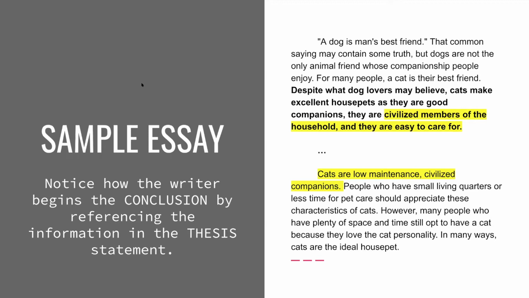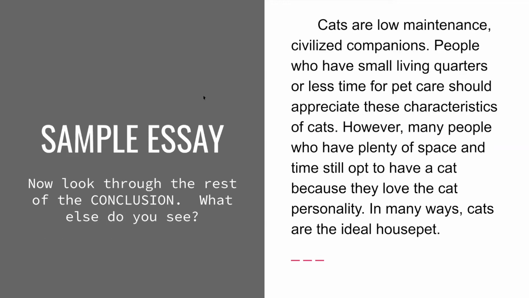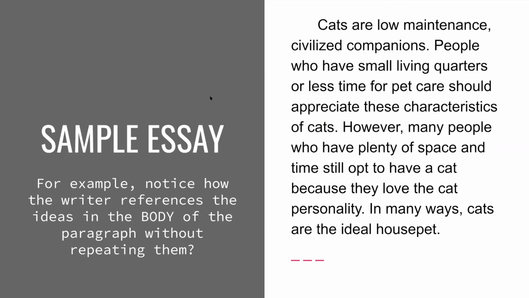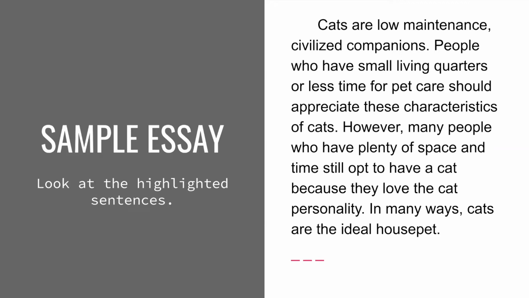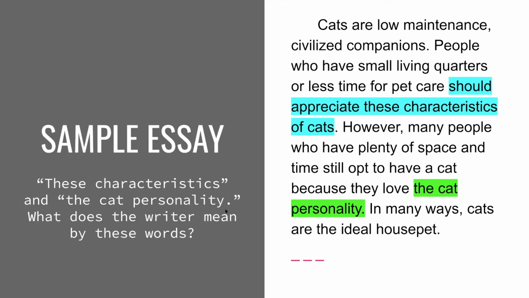So, again, notice how, as we look through the rest of the conclusion, many of the references that they discussed in the body are also mentioned. So, for example, let's highlight a couple of ideas. Notice it says people who have small living quarters should appreciate these characteristics of cats. And then notice the second part, the cat personality. Well, once again, notice these characteristics and the cat personality. What exactly do they mean by these words? Where did these ideas appear before?